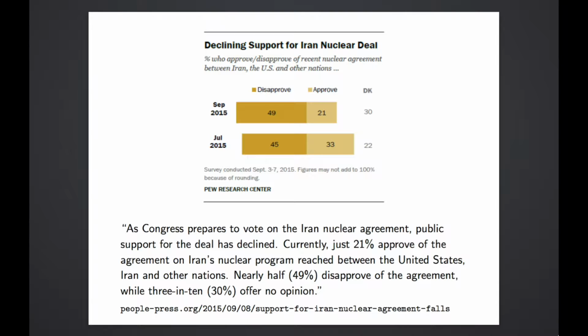We're going to start our discussion by looking at a relatively recent survey from the Pew Research Center, which was looking at public opinion about the Iran nuclear deal shortly before Congress voted on that deal. As of September 2015, about 21% of people approved of the agreement, about 49% expressed disapproval with the agreement, and about 30% of people said that they didn't know what they thought about it. So the study is making claims about public opinion in the entire United States about the Iran nuclear deal.